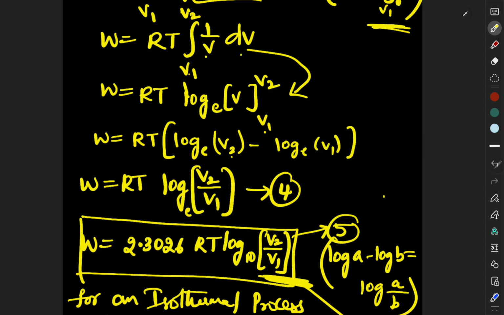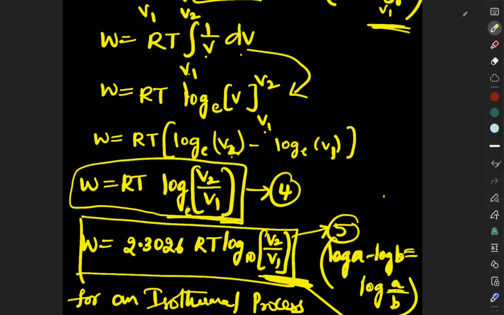Now, as I said just now, log A minus log B is nothing but log A by B. So we can write log V2 minus log V1 as log V2 by V1. So in terms of natural logarithm with base e, this is the expression, and if you want it in base 10 logarithms, then we can write W is equal to 2.3026 RT log base 10 V2 by V1.